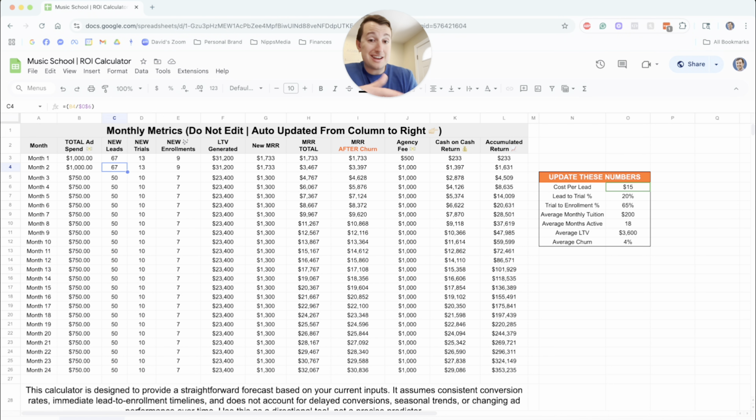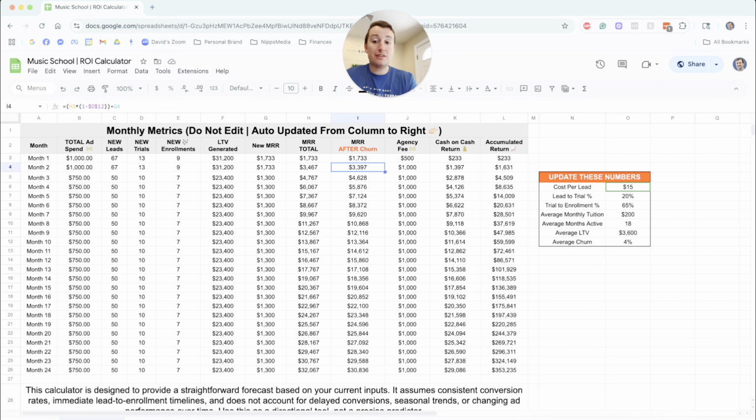So you generate another 67 leads, 13 trials, 9 enrollments, another $31,000 in lifetime value, and another $1,733 in monthly recurring revenue. Now, keep in mind that the monthly recurring revenue from last month, the 9 new students you got, they carry over into this month after factoring in a little bit of churn. So now your monthly recurring revenue total is actually $34.67. And after factoring in the 4% churn, you're at $33.97.